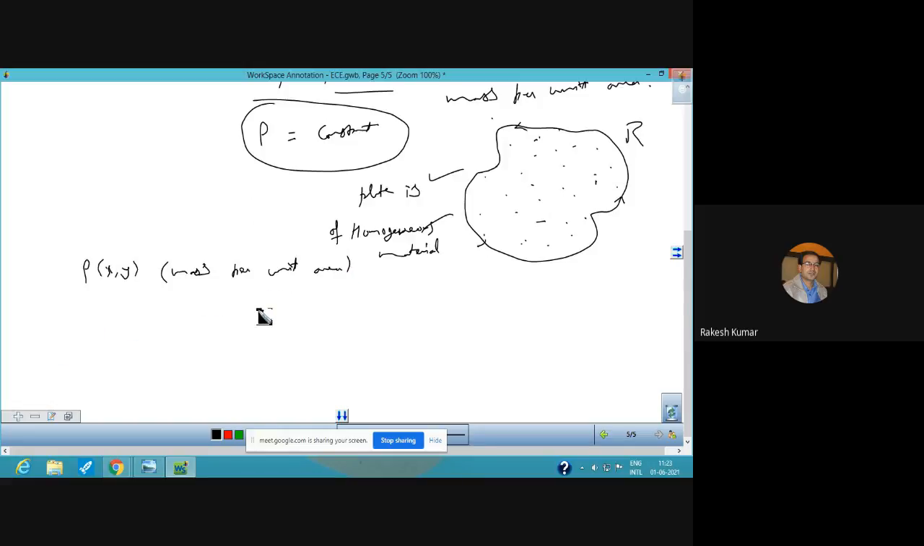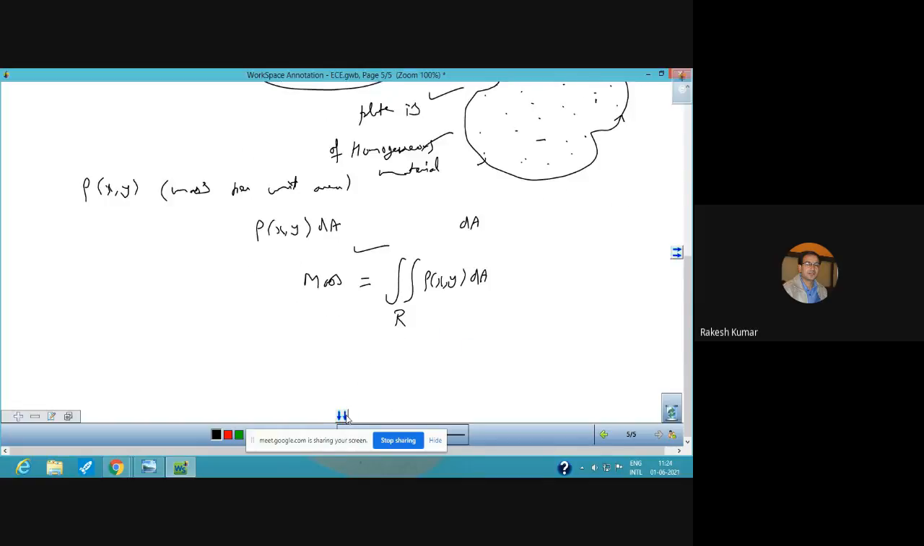Then rho(x,y) dA, where A is the area and dA is a change in area, is the mass contained in the element of area dA. So if we fix a particular area, this is the total mass contained in that area. Then the total mass of a plate is to be calculated. The formula is the double integral of rho(x,y) dA over the region R. This is the calculation of mass.